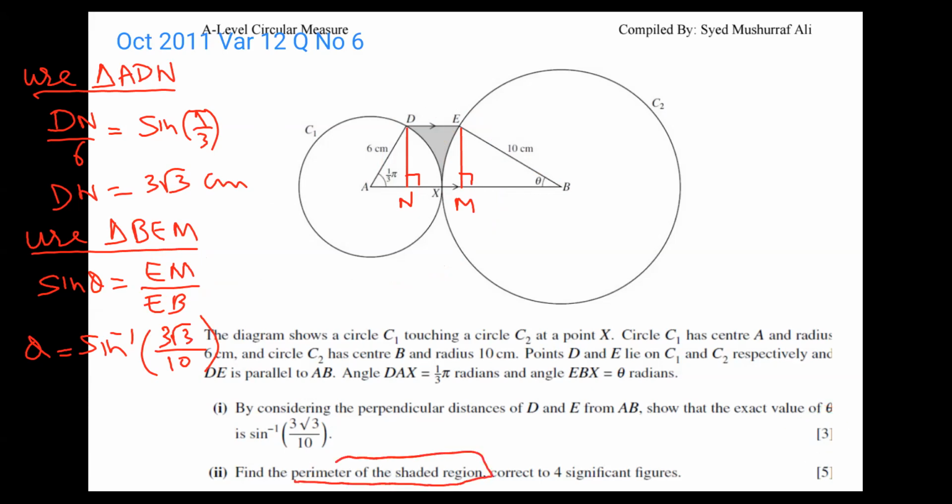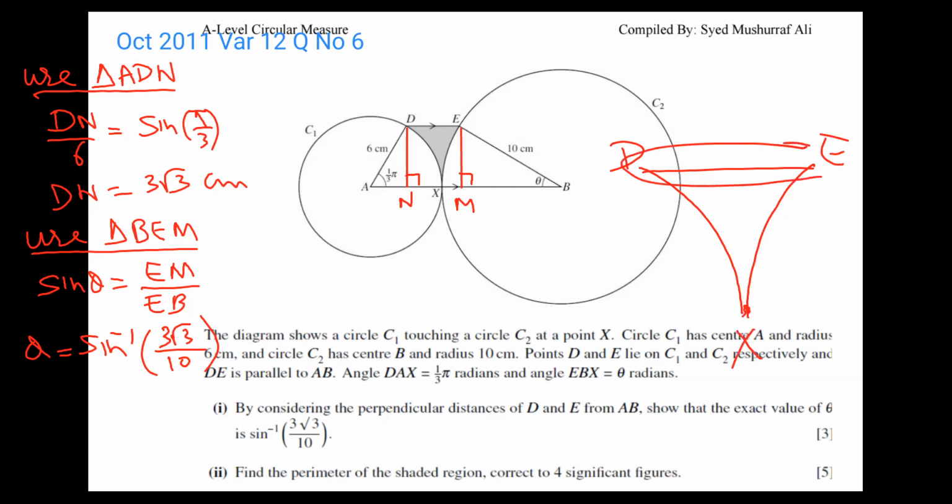Perimeter of the shaded part. This is a little bit hard. He said the perimeter of the shaded part. So what is the perimeter of the shaded part? If we focus, we have this straight length and these two arc lengths. First, this is D, this is E, and this point is X. So I have to find the straight length DE, then the arc length DX, and then the arc length EX.